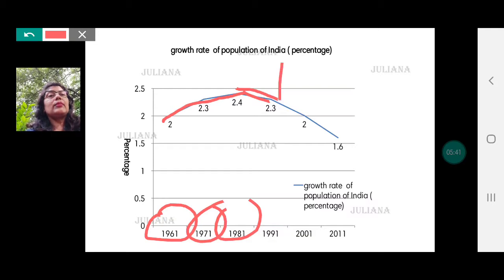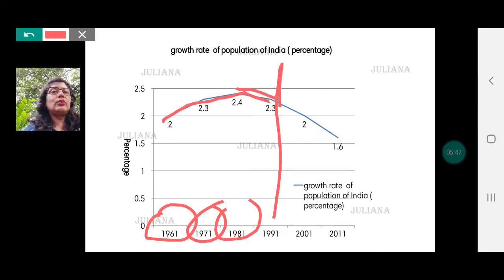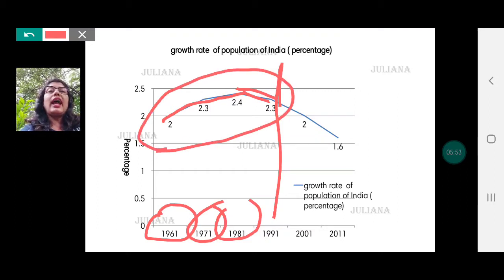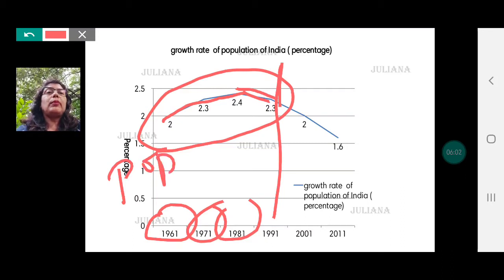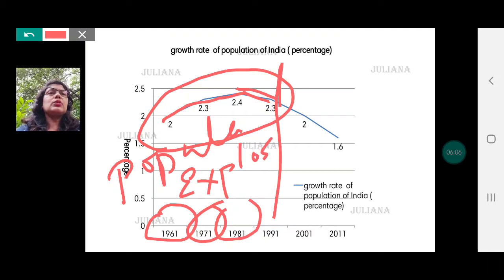Okay, and then from 1991 onwards, the growth rate began declining substantially. But in these many decades, India already added a huge population, and therefore what we noticed up till 1991 was a huge population explosion, because a huge population was added.